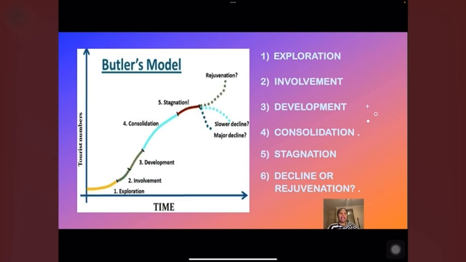So let's take a look at the exploration stage, involvement stage, development stage, consolidation stage, stagnation stage, and decline or rejuvenation stage. We know that the tourism industry needs a lot of careful procedure, and we need to understand that this cycle used by Butler is a very useful tool to understand the stages a tourist attraction goes through in its life. It helps tourism planners and developers to examine how tourist resorts can change over time in response to the changing demands of the tourist industry.